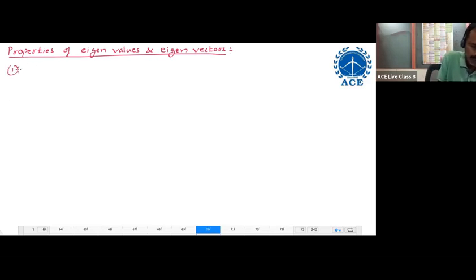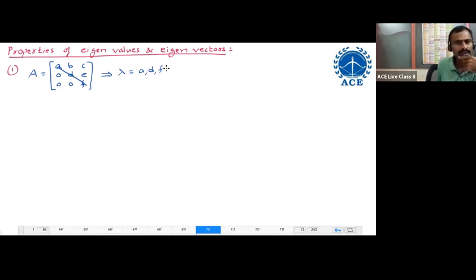The first property. In the first property, we read the 3 by 3 matrices. Matrix A equal to 3 by 3 with the general elements A, B, C, 0, D, E, 0, 0, F. Already we know that it is an upper triangular matrix, which implies lambda equal to A, D, F, because lambda is the eigenvalue of the matrix. For this upper triangular matrix, eigenvalues are just its diagonal elements, A, D, F.